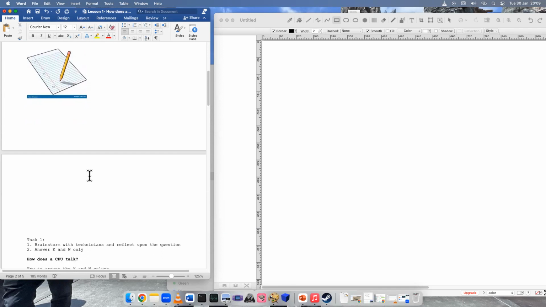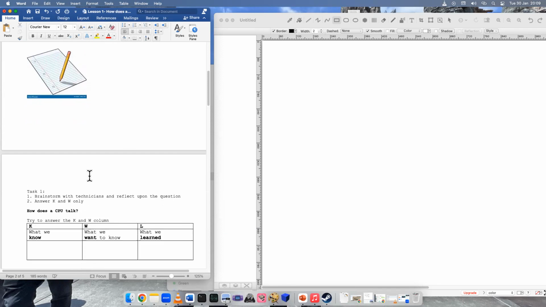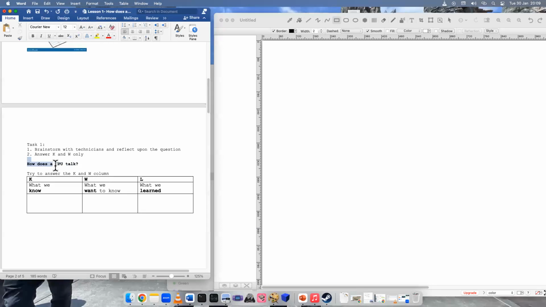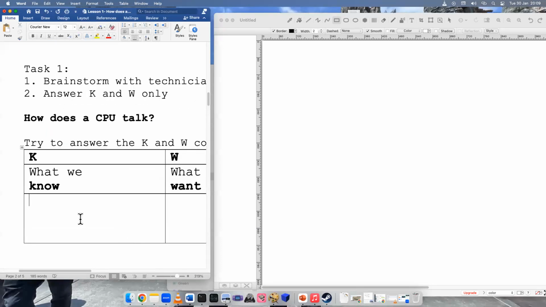Before we even start, let's think. How does the central processing unit talk? What do we already know? Maybe you can write anything you want here. It's the brains of a computer. It's the insides, the inner working. Well, it does a lot of talking.